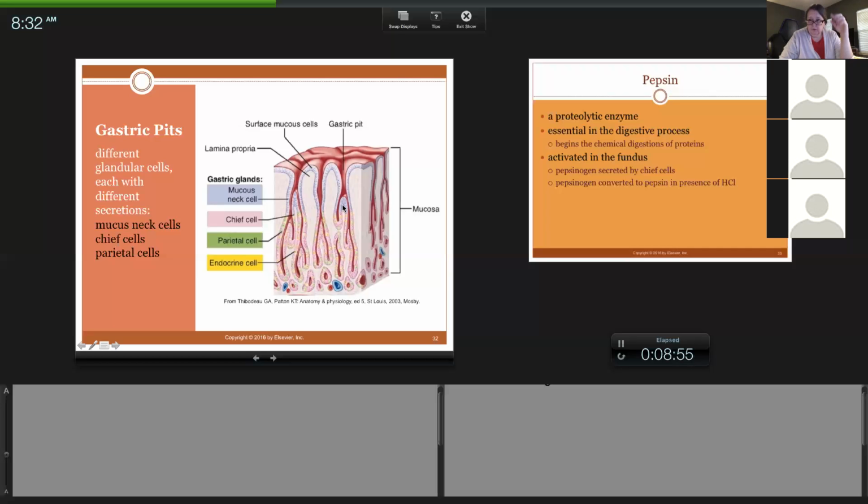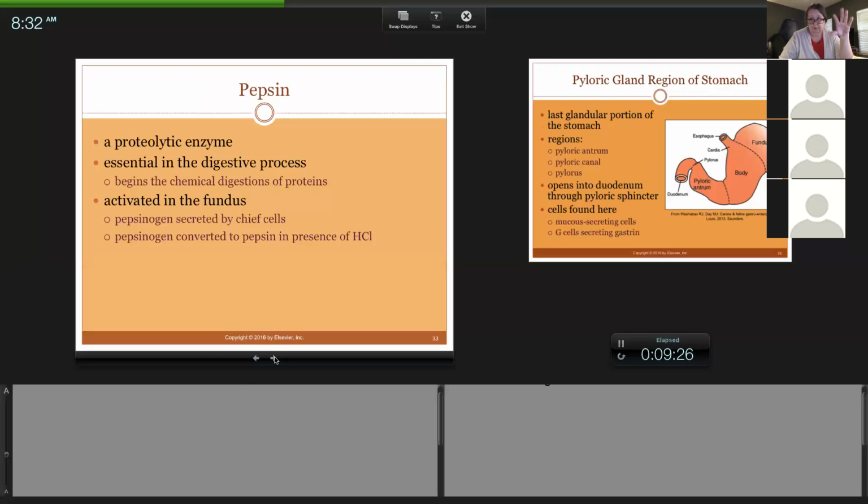All right, so there's these, and you don't see this with the naked eye. This is microscopic. In these, you have different mucus neck cells that secrete mucus, because the stomach should have a layer of mucus. You have chief cells and parietal cells, even endocrine cells, and they will secrete different things depending on the meal, depending on what the animal eats. We're going to talk about what is actually secreted, but it comes from those pits.